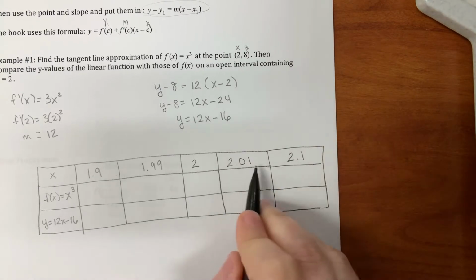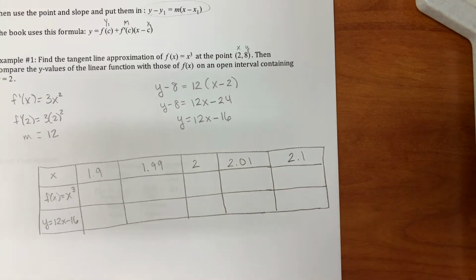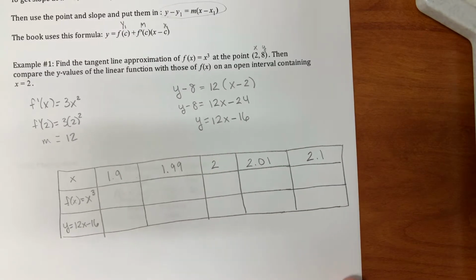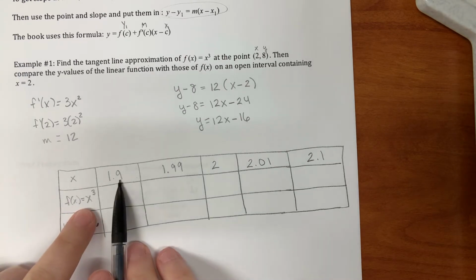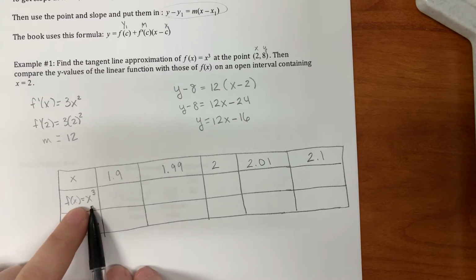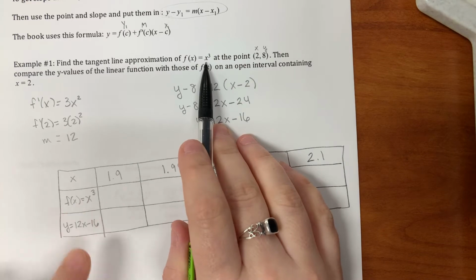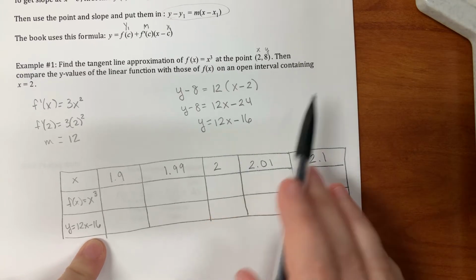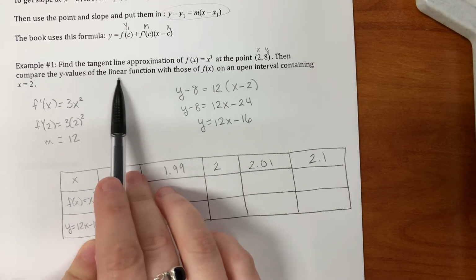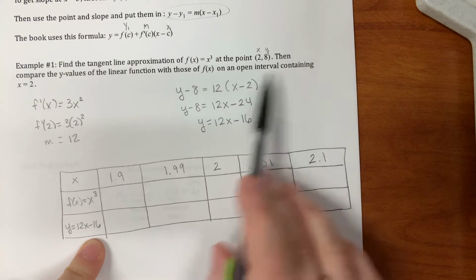So I'm getting further and further away from it. Okay. So here's what I'm going to do. I'm going to take my x values, my 1.9, and I'm going to plug them in. So this was my original function. This is my tangent line approximation. So I'm just comparing those two things. That's what they wanted me to do. Compare the y values of the linear function on the open interval.